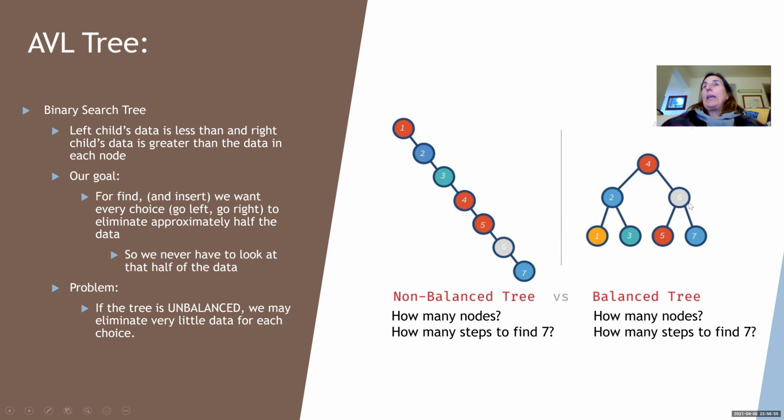Then I do the same thing again. I compare 5 to 6, and 5 is less than 6. That means I never have to look at anything to the right of 6. In this case, there's only 1 node, but if there were multiple nodes, I would never have to look at them because I know 5 will not be in that set of nodes. So every single choice I make, go left, go right, should eliminate approximately half of my data. This works as long as your tree is balanced.